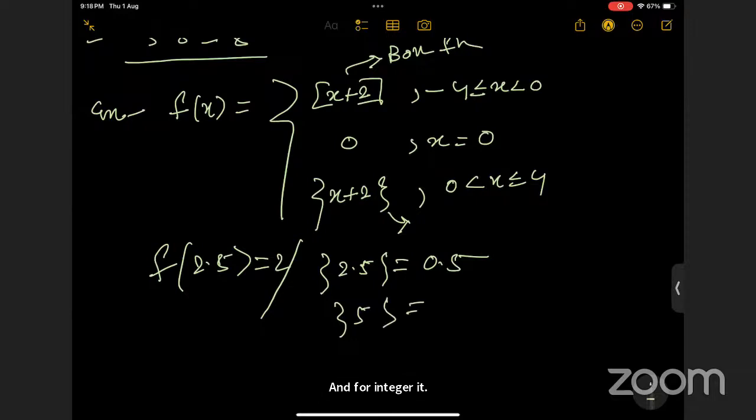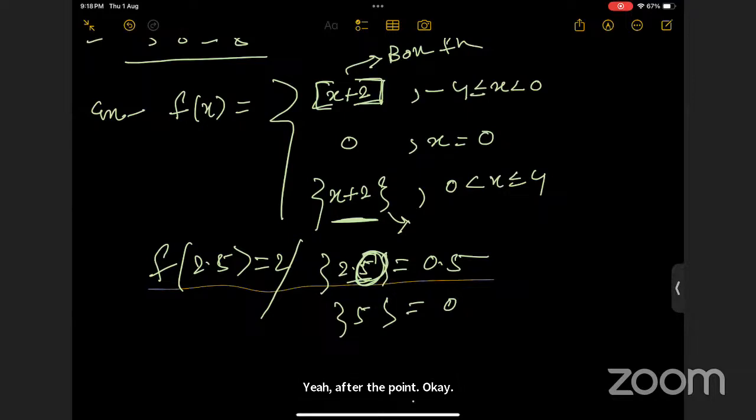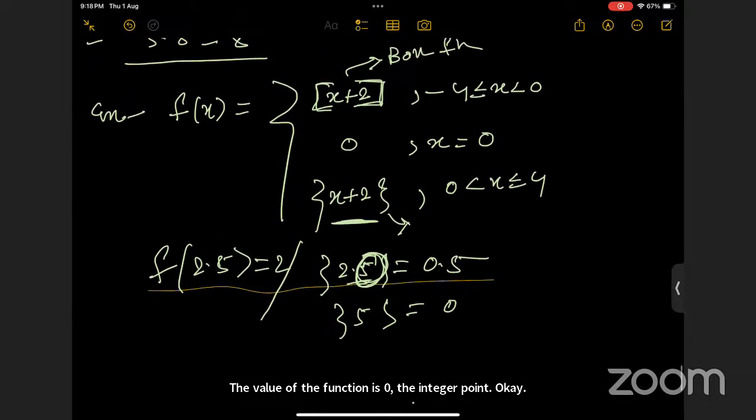And for the integer, the box is a ceiling. Sorry, floor. Yes, floor. This box function is basically a floor function. You know the definition of the floor function, right? I don't need to explain it. And this function is just the residual part after the point. For an integer, this portion will be 0. The value of the function is 0 for the integer point. Yes, ma'am. Okay, so this is the definition.